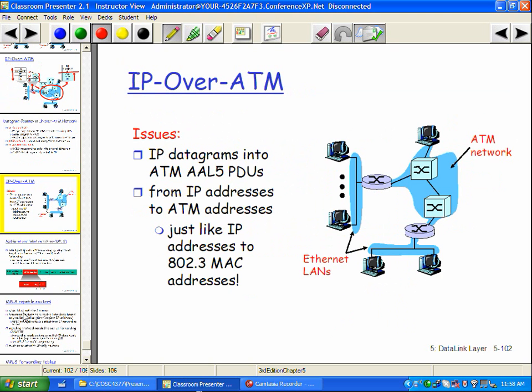That's basically the point I wanted to get across, so you don't have to worry about any of the details here. Any questions on ATM?